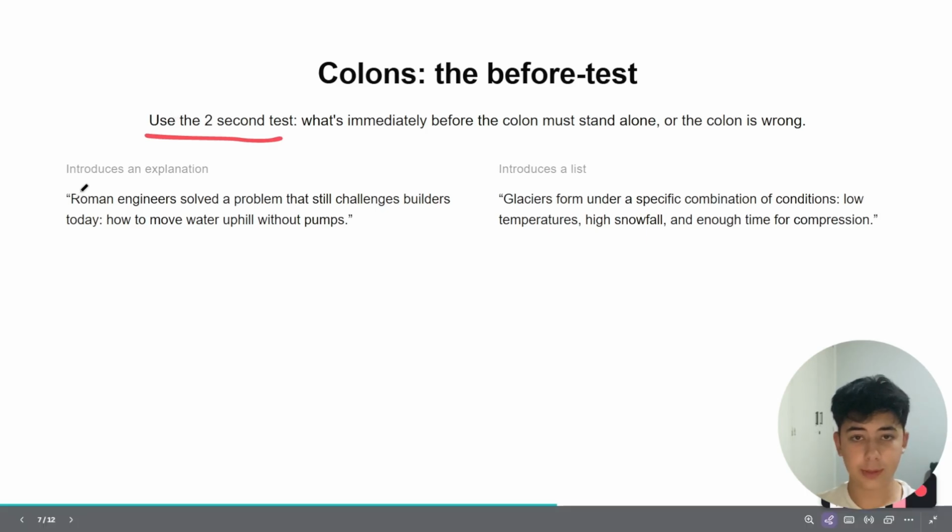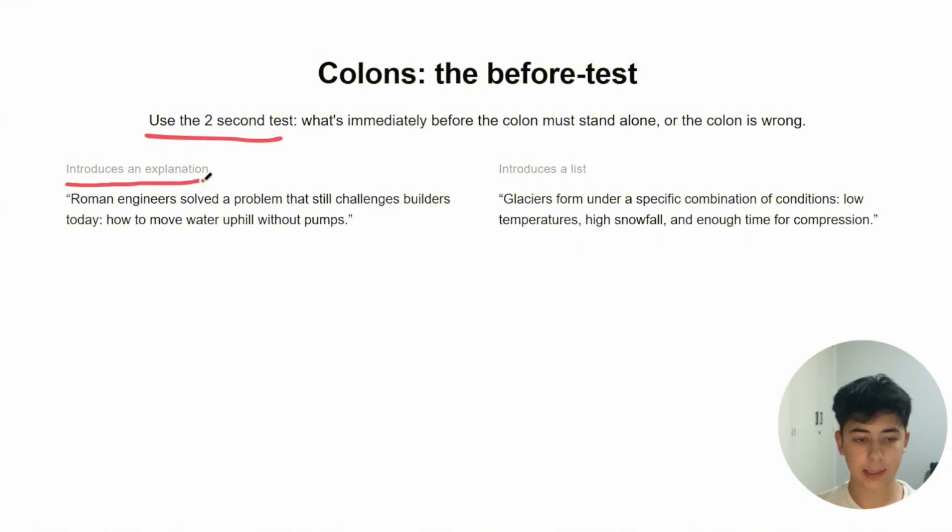So for the first use case of a colon, it introduces an explanation. Let's read the sentence here. Roman engineers solved a problem that still challenges builders today: how to move water uphill without pumps. Now notice how the colon here introduces an explanation after it: how to move water uphill without pumps. And notice how the sentence before the colon is actually a complete sentence. It's an independent clause. So in this case, you can use a colon because you have an independent clause and after it, you have an explanation.